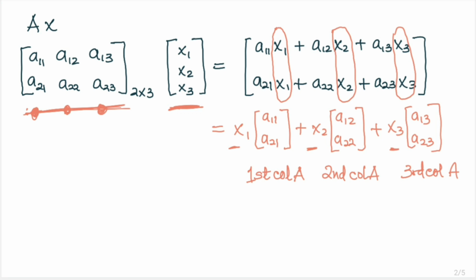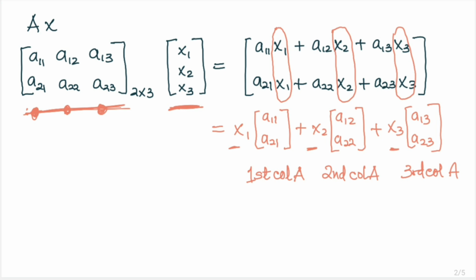So that gives us a new perspective of matrix multiplication, or a different perspective of matrix multiplication. It's not just about taking dot products, it's also about multiplying the columns by constants and adding them together. We call that linear combination. So we take linear combinations of the columns of the matrix.